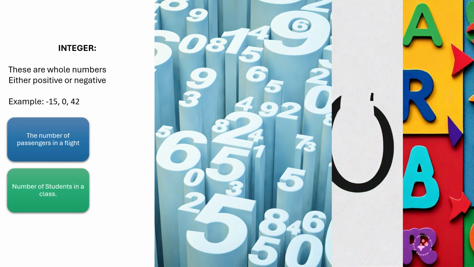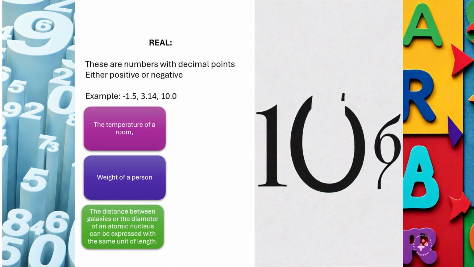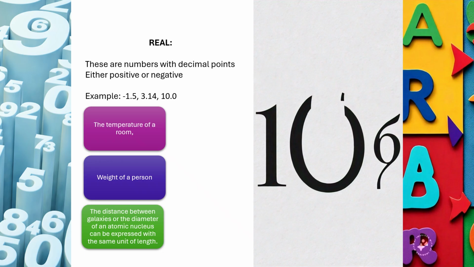The next type of the data type that is also numeric is real. These are numbers with decimal points, or in other words, we can say these are numbers with fractional parts. These can also be either positive or negative. For example, minus 1.5, 3.14, 10.0. These all consist of decimal points and a fractional part. So they will be termed as real data types.